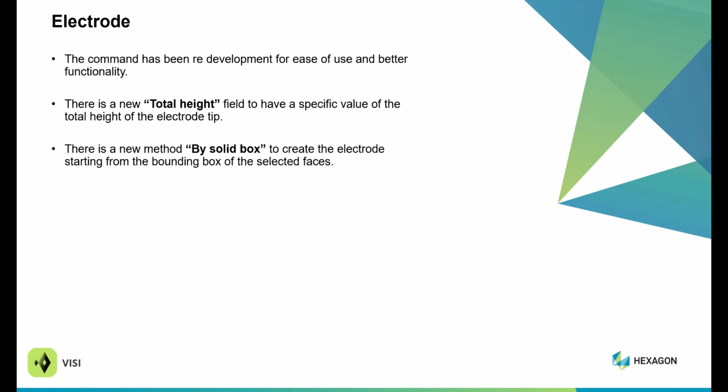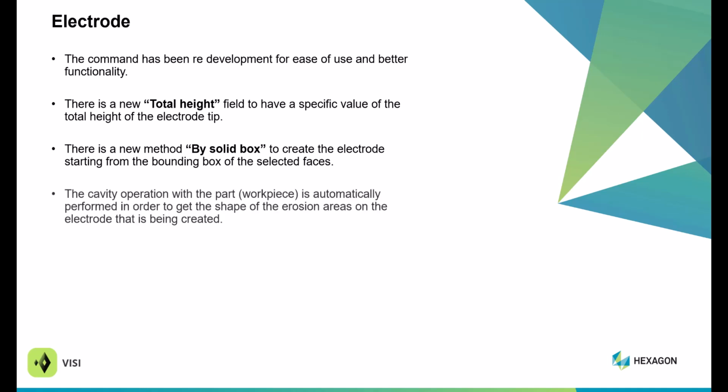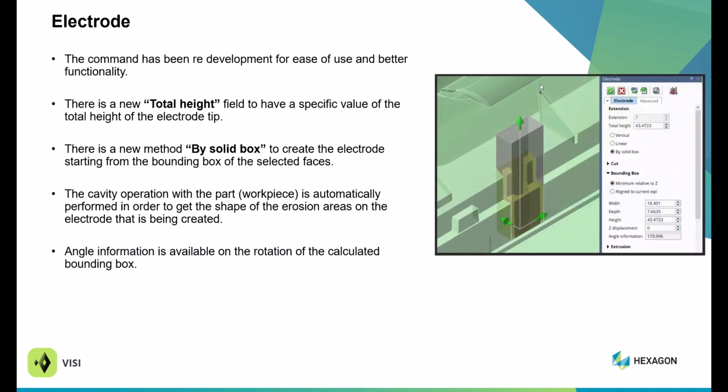You can also create a by solid box for the electrode, which creates a solid box for the electrode, basically using bounding box on the selected faces. The cavity operation allows you to cavity this workpiece without the need of actually using the cavity command to do this. This allows you to create the shape of the erosion area for the electrode to be created. And some angular information is available on the rotation, which is calculated from the bounding box as well.